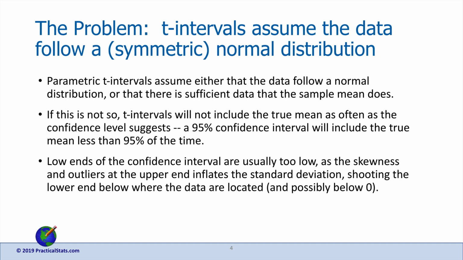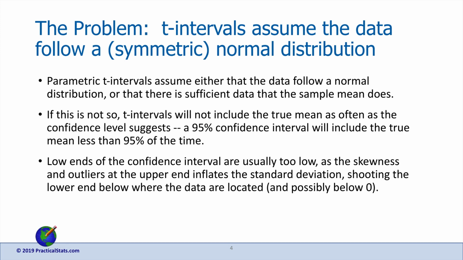So let's start with intervals. T-intervals assume the data follow a normal distribution. When you have a T statistic, that's an assumption. You can know that it's based on an assumption of a normal distribution somehow. So it assumes either that the data are normal or that there's sufficient data, and the question is how many observations is sufficient, that the distribution of the sample mean follows a normal distribution. That's something called the central limit theorem.